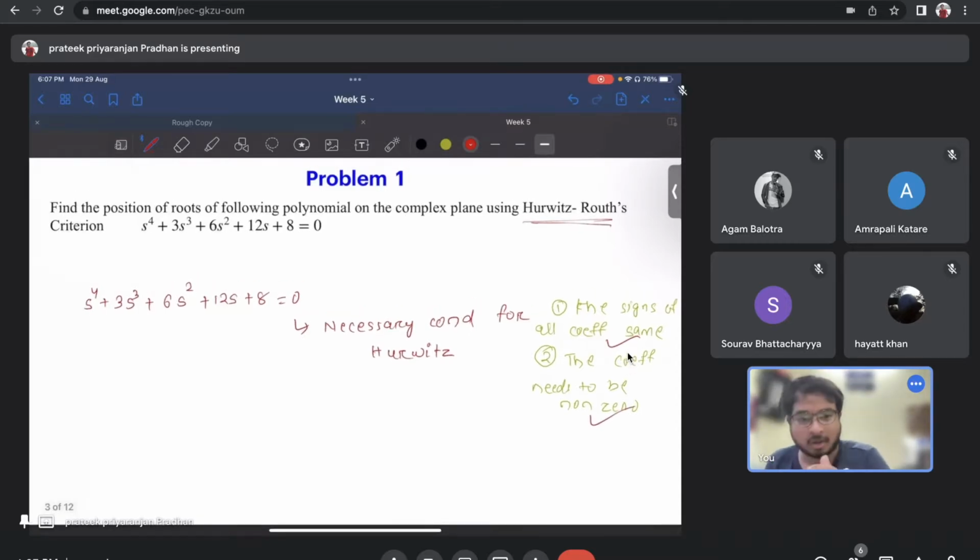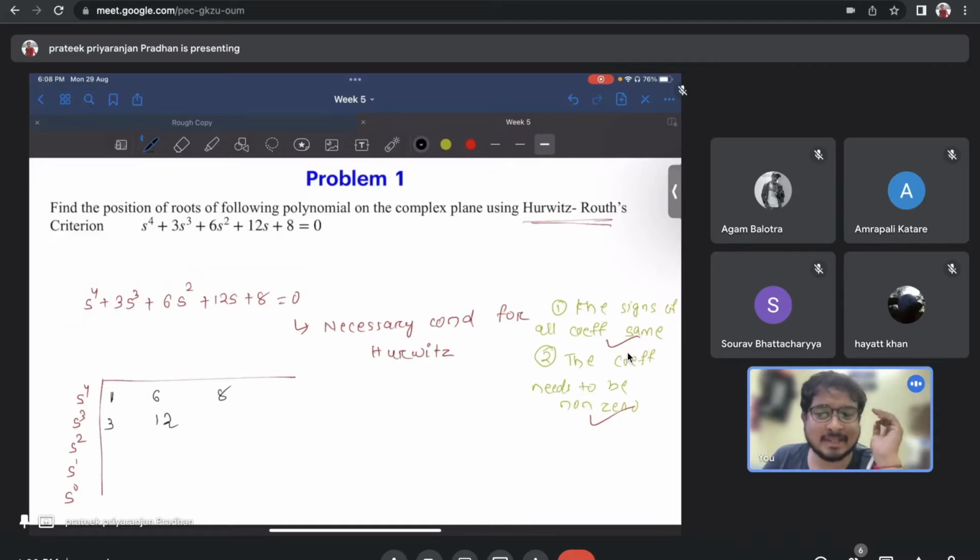Let's draw the Routh array, so if you remember, you can calculate it simultaneously with me. This will be 1, 6 and 8. Does anybody have any doubt on how to write this array, this table? I think it's clear: for S4, just the alternate coefficients, 1, 6 and 8. Then for S cube, it's 3 and 12.